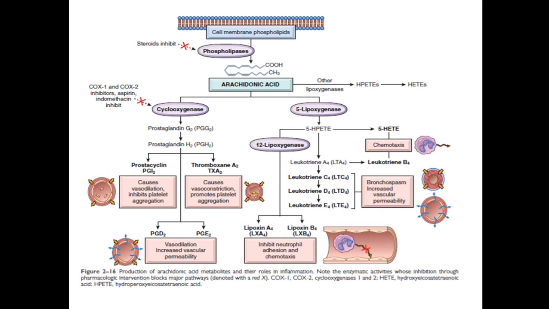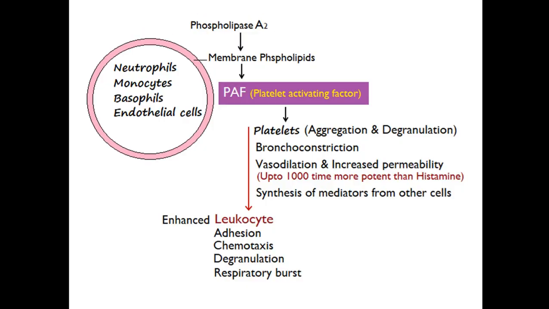Here in this slide, we have concluded all that we said about the arachidonic acid metabolites and the lipoxygenase pathway. First of all, the arachidonic acid is converted into hydroperoxyeicosatetraenoic acid, which is further converted into the other metabolites of the arachidonic acid, which play their role in inflammation and hemostasis.